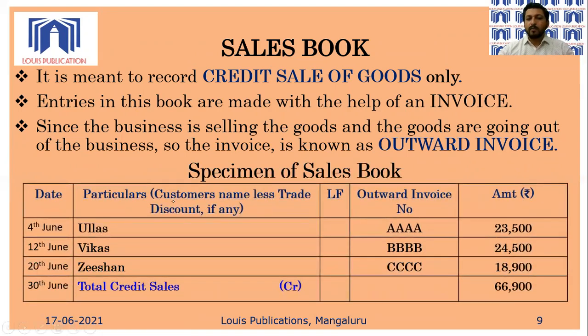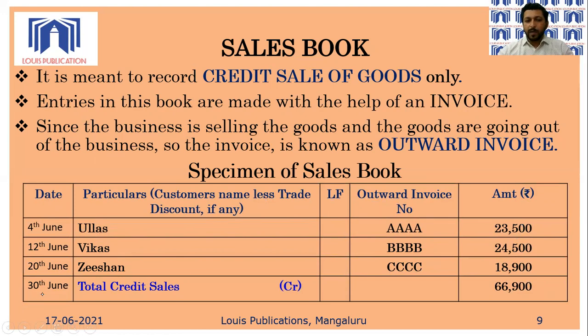And what is the specimen? Instead of supplier, we will have the customer's name over here. If the business is giving a trade discount, that will be excluded as well. So the customer's name will be recorded over here, no "to", no "by", as we have used in journal entries. Date-wise, it will be recorded. There will be, as usual, a ledger folio column. Here we have taken the names of Ullas, Vikas and Zishan. Ullas's account is prepared in which page number of the ledger book? So we record in the ledger folio column the page number where this customer's account is prepared in the business's books. Then as usual, we have the outward invoice number. The bill number will be recorded, and then the amounts.